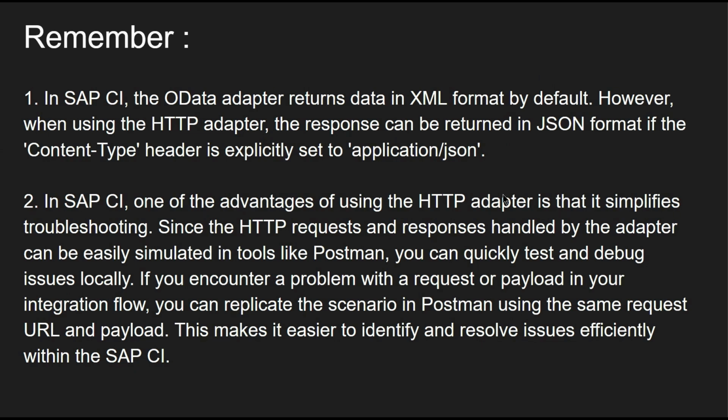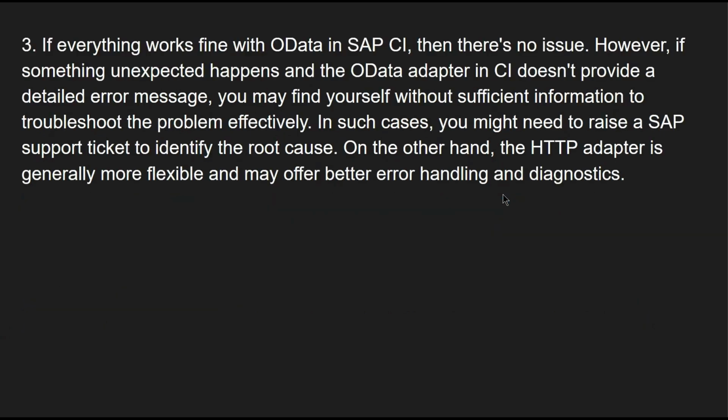The second point is that in SAP CI, one of the advantages of using the HTTP adapter is that it simplifies troubleshooting. Since the HTTP request and response handled by the adapter can be easily simulated in tools like Postman, you can quickly test and debug issues locally. If you encounter a problem with a request or payload in your integration flow, you can replicate the scenario in Postman using the same request URL and payload. This makes it easier to identify and resolve issues efficiently with SAP CI.